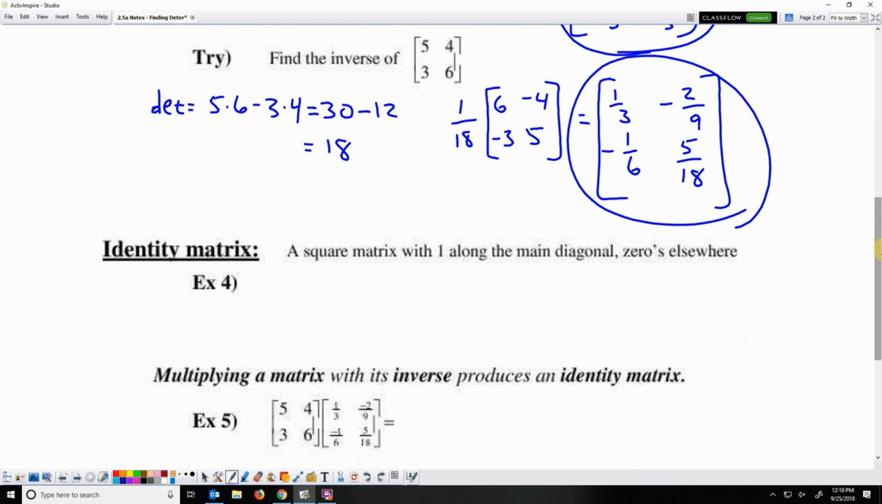All right, an identity matrix is a square matrix with 1 along the main diagonal, 0s elsewhere. So an identity matrix, say in a 3x3, would look like this. Main diagonal is 1, everything else is 0s. You can have that in any size square matrix.